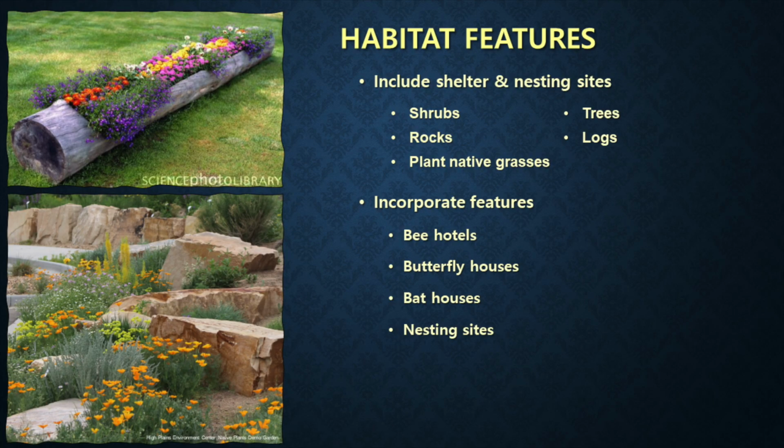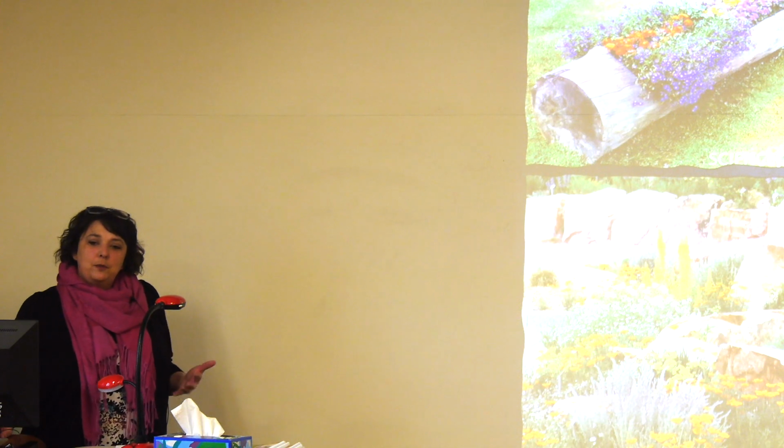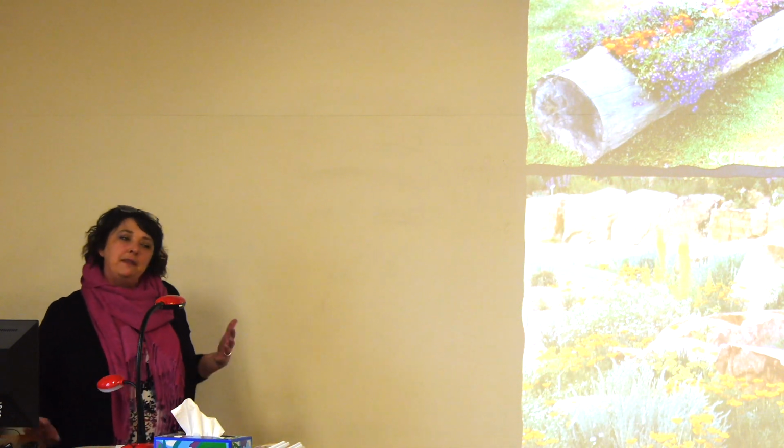All right. Incorporate features such as bee hotels, butterfly houses, bat houses, nesting sites, any of this thing. There's a lot of ground nesting insects. Okay? I know a lot of you are taking notes here. I was a little worried because I didn't think I had enough material. Now I think I have too much material.